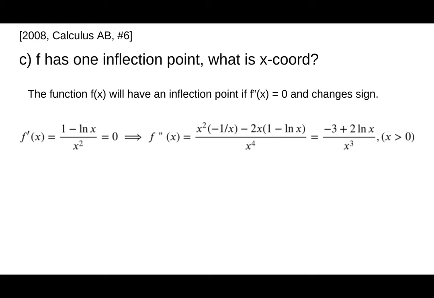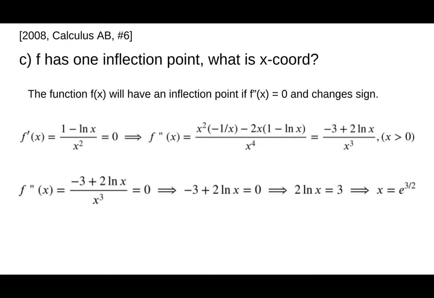You can simplify that. You don't really have to. It might be easier to solve if you do, because your numerator is a lot less cumbersome if you simplify it. If you do, you get negative 3 plus 2 natural log of x all over x cubed. And just a reminder that this is only true for positive values of x greater than 0.